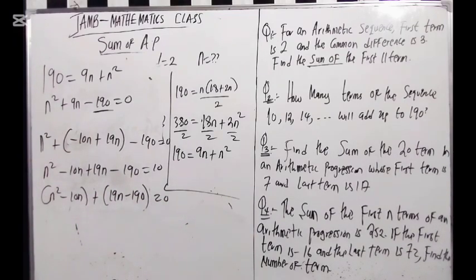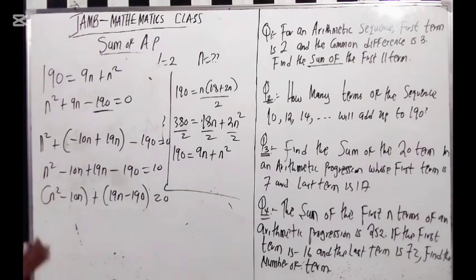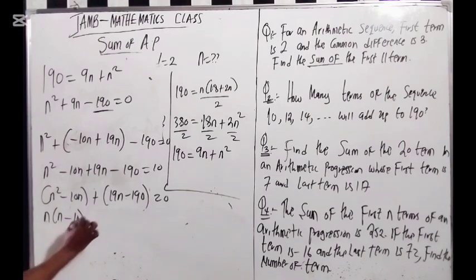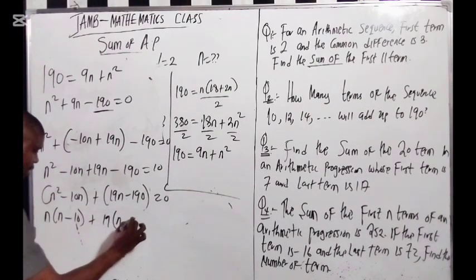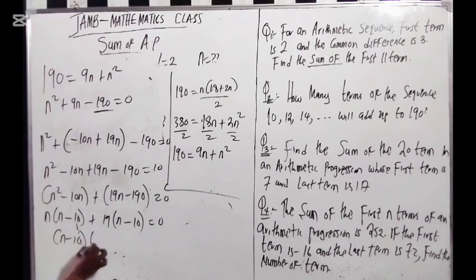What are we going to take out here? It is n, n minus 10, plus 19, n minus 10. So I now have n minus 10, then n plus 19.